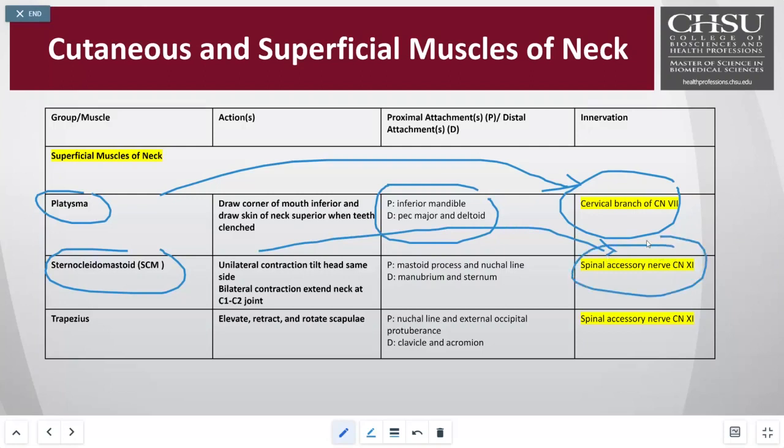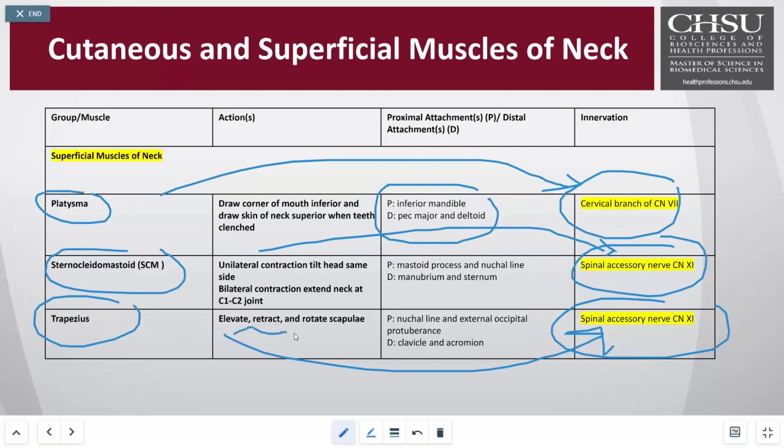The good thing is that some of these muscles overlap the nerves, right? So your job is to make sure which one's the oddball. So in this list right here, platysma is the oddball. It's the one that's the cervical branch of the facial. The other two, trapezius and sternocleidomastoid, are going to be supplied by the spinal accessory, nerve of 11.